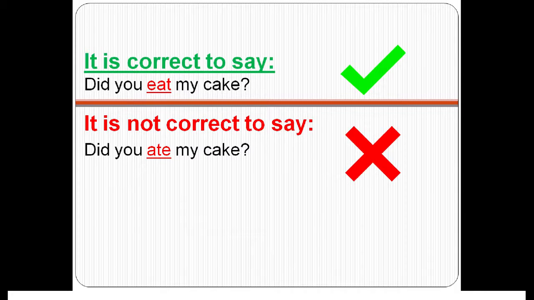It is correct to say, did you eat my cake? It is not correct to say, did you ate my cake? The second sentence isn't correct because when you have interrogative sentence in past simple tense, you need to use infinitive form of that verb.